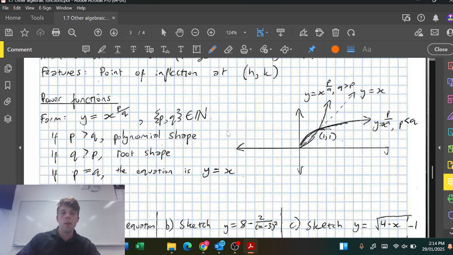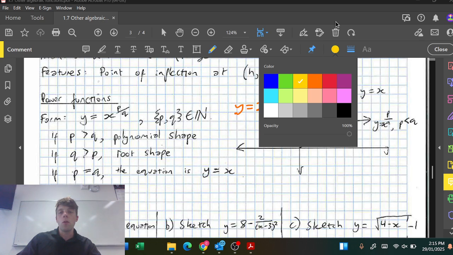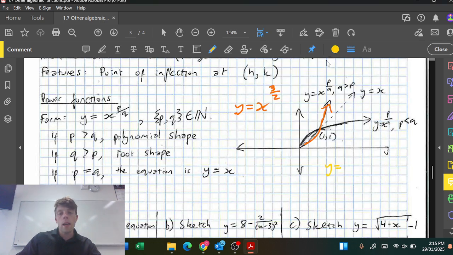So for example, if it was y equals x to the power of 3 over 2, that's going to look more like this graph here. But if, for example, it was y equals x to the power of 2 over 3, the number down the bottom is bigger than the number at the top, so it's going to look more like that. And if the two numbers are equal to each other, we have, for example, x to the power of 3 over 3. 3 divided by 3 is just 1, so that's just y equals x.